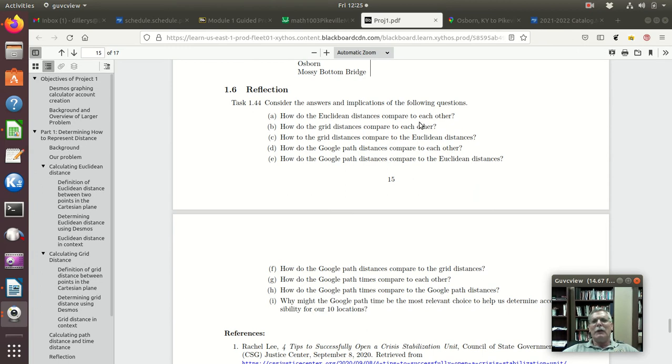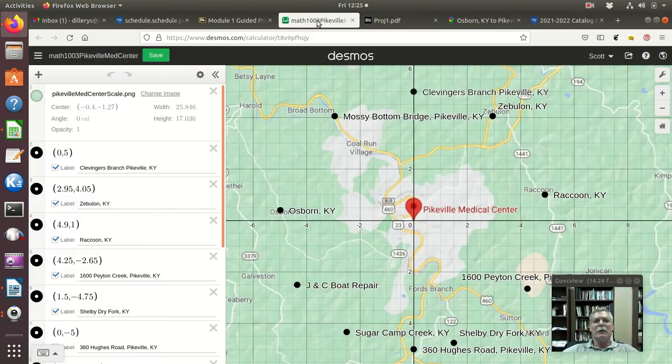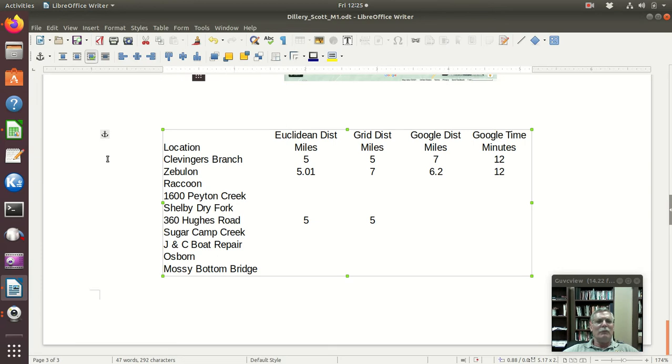How do the Euclidean distances compare to each other? Well, I go here and I look at this, and what you should find, I'm not trying to keep a secret here, is they're all basically 5. Okay, and again, if you look at our picture, it looks like they're on a circle, and so everything's about the same distance from that Euclidean-wise. So yeah, you should notice that.